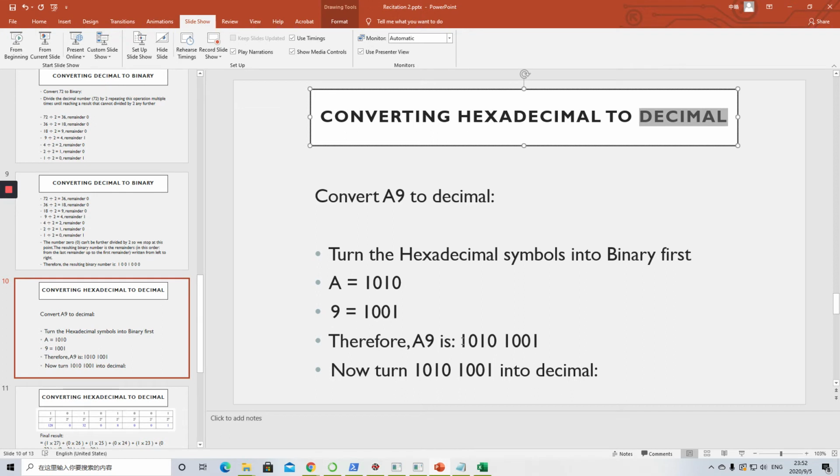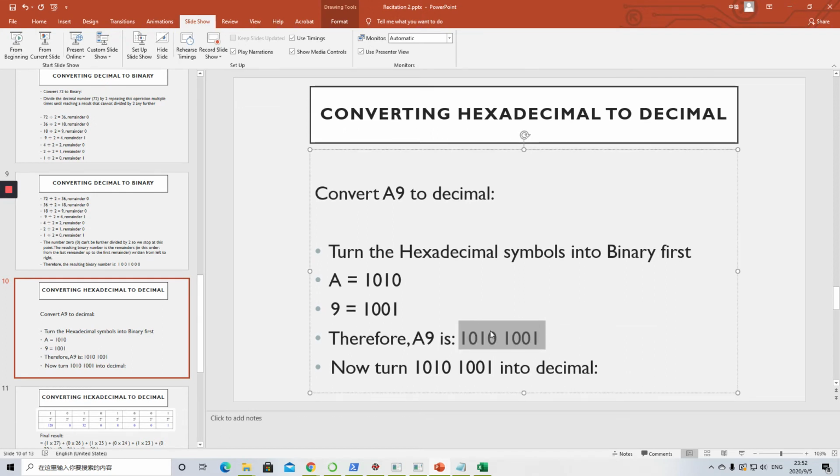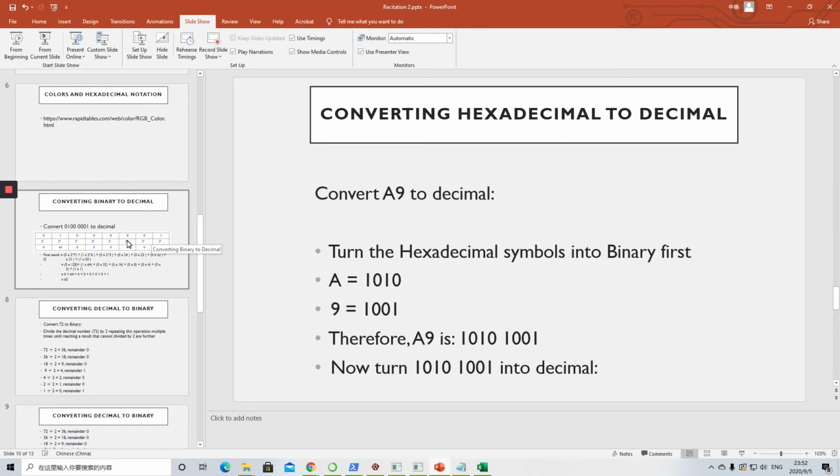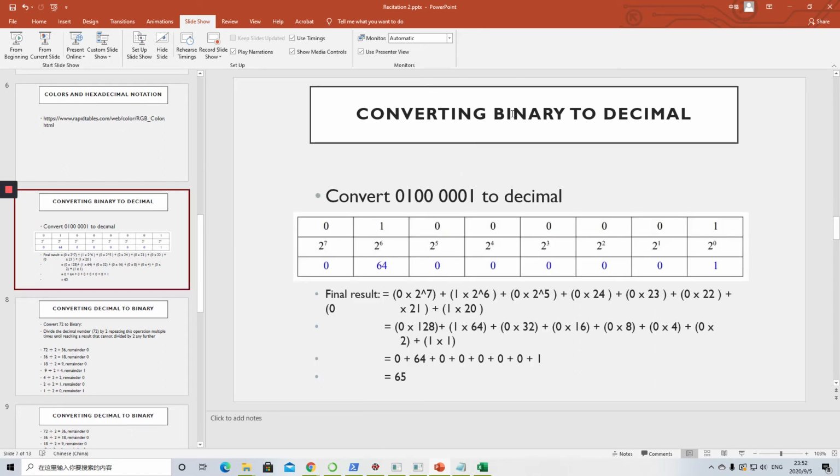So the binary, we get a binary by looking at the table. And now I want you to just convert this 1010 1001 to the decimal. I think you could try this on your own because we have talked about this earlier. It's the same process as this one. Convert binary to decimal, you just use this table.